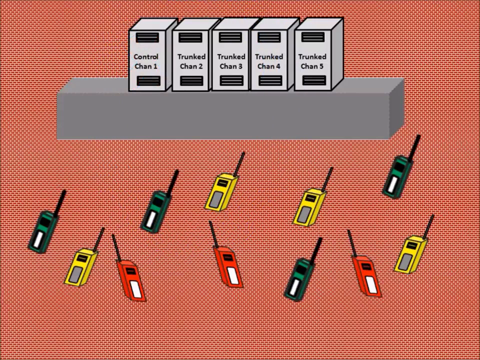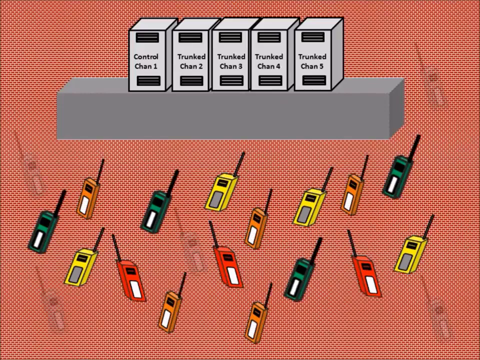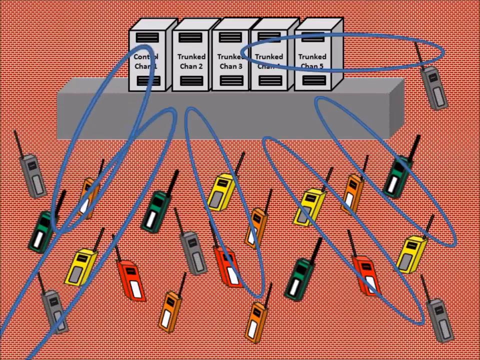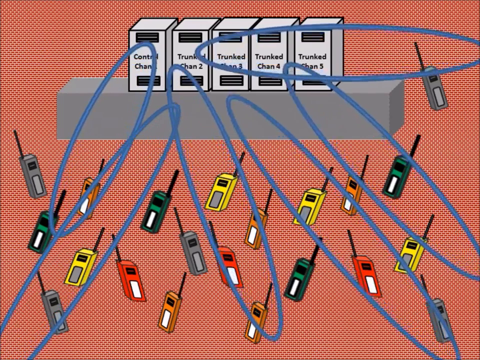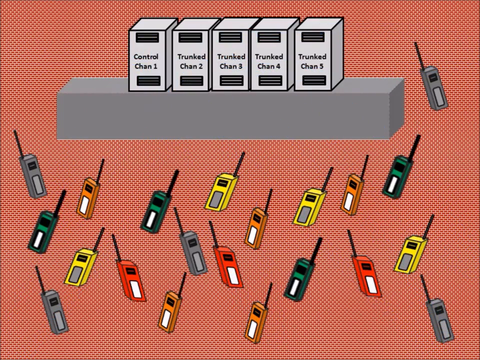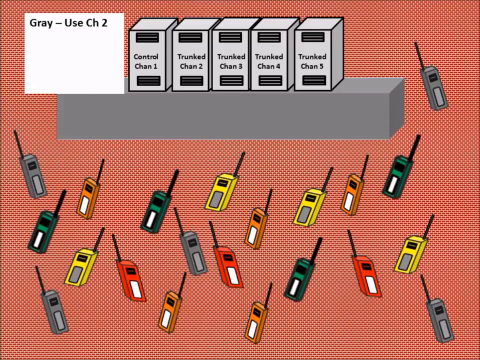A trunked system has the potential to have too many users accessing the system at once and have no channels available. If this occurs, the user will receive a busy signal. Centralized trunk systems will store the busy user's trunked ID in a queue of first in, first out, and then give the next available channel to that user.